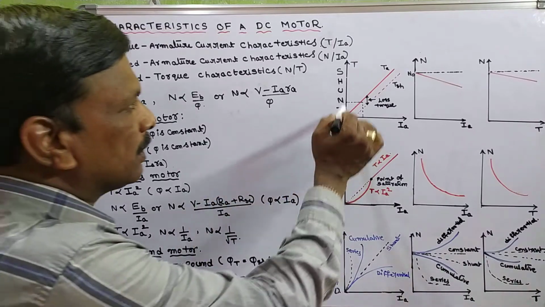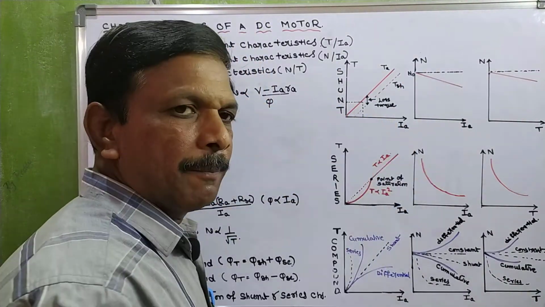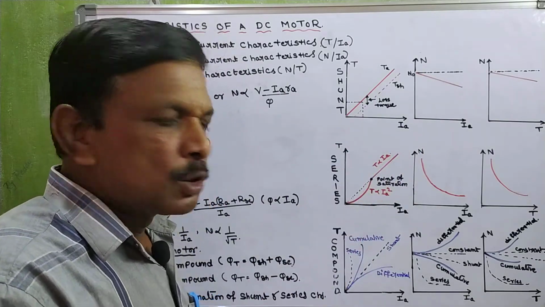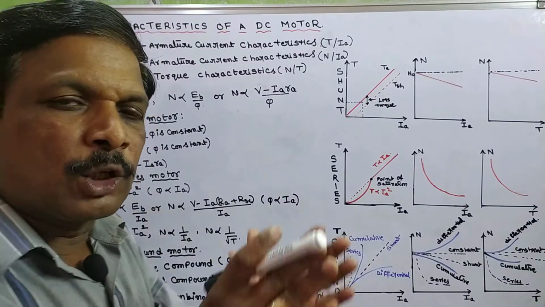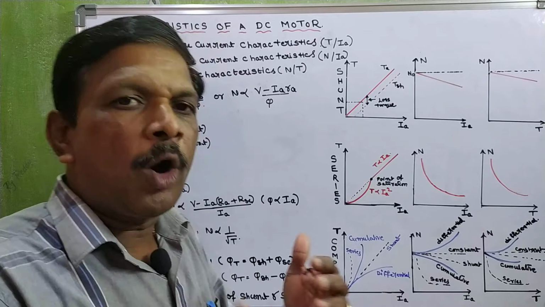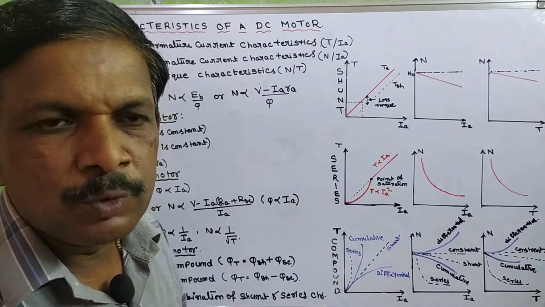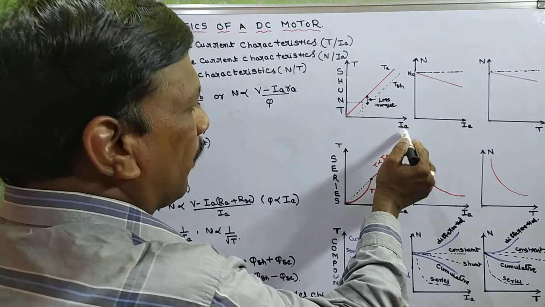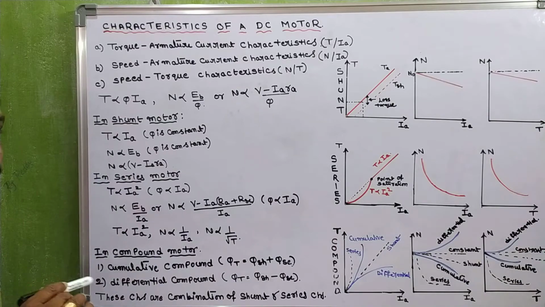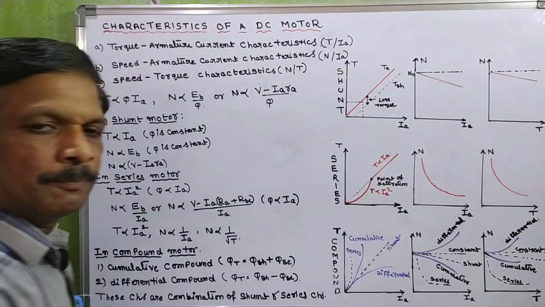Let me see the first characteristic curve, T versus Ia, the torque versus armature current characteristic. When load increases on the motor, armature current increases. When armature current increases, the torque also increases. So torque and armature current are proportional to each other. That's why the curve is a straight line.